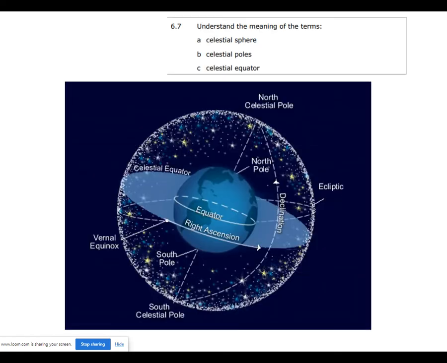Now, I've talked about the celestial sphere already, but the celestial sphere has poles just above our north and south pole, and it has a celestial equator which surrounds our own equator. So directly up from our own equator, that's the celestial equator.